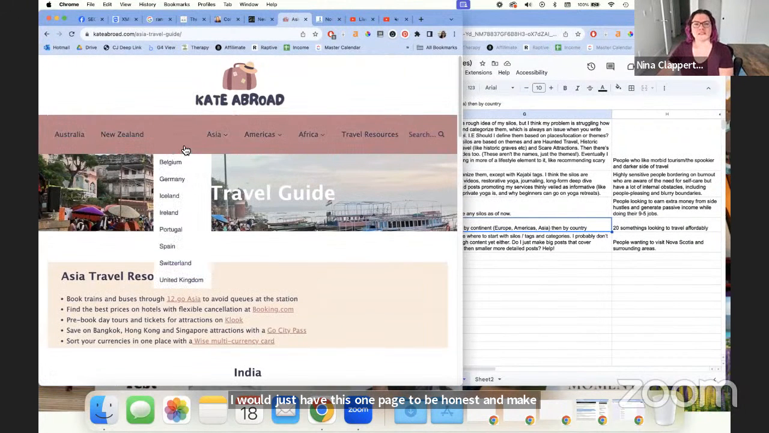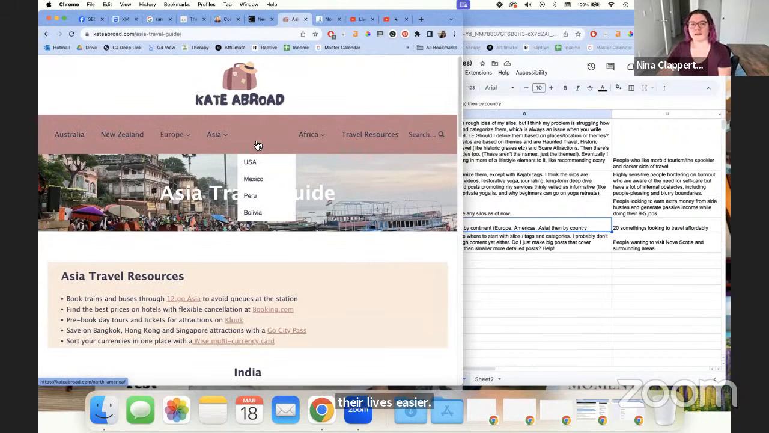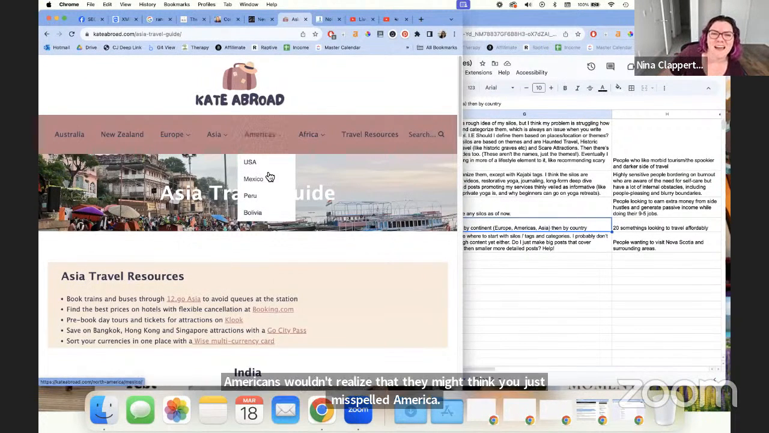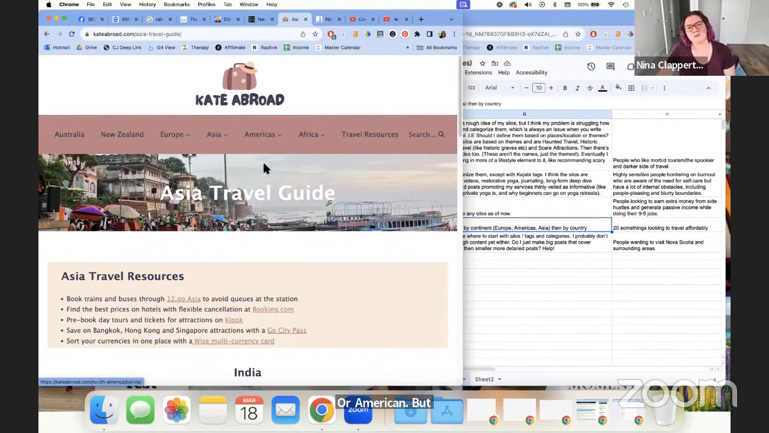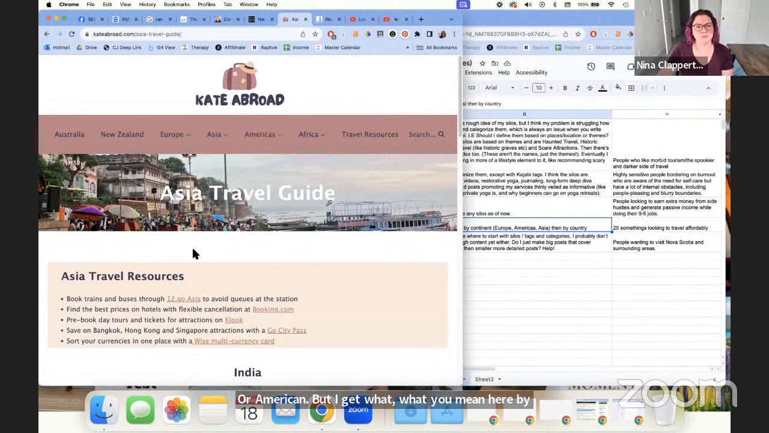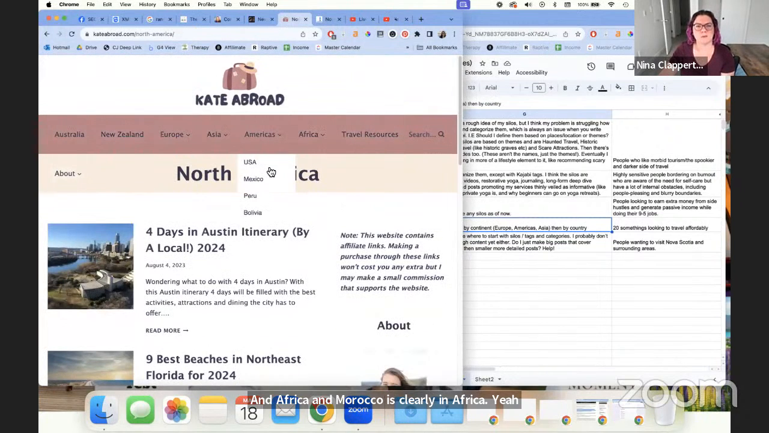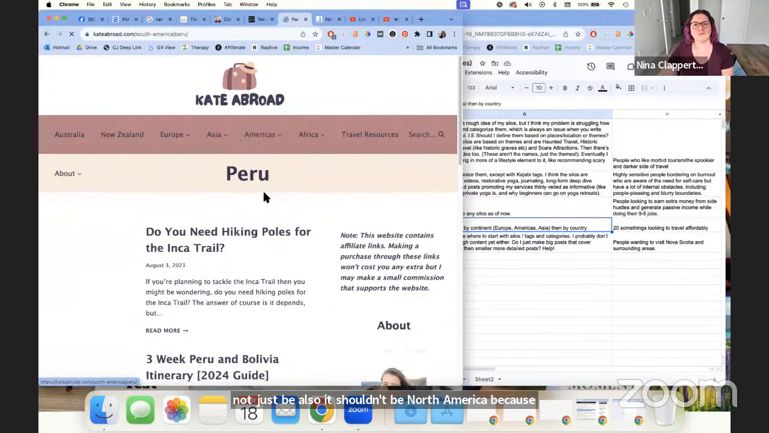But so far, the locations, at least, are very clearly in one area. Even the Americas, I don't know that some Americans would realize that. They might think you just misspelled America or American. But I get what you mean here by having Peru, Bolivia there as well. Okay, we got Asia, and we're going to get the Americas, then Africa, and Morocco is clearly in Africa. Yeah, this North America one should be a page though, and it shouldn't be North America because you have the other ones there too.